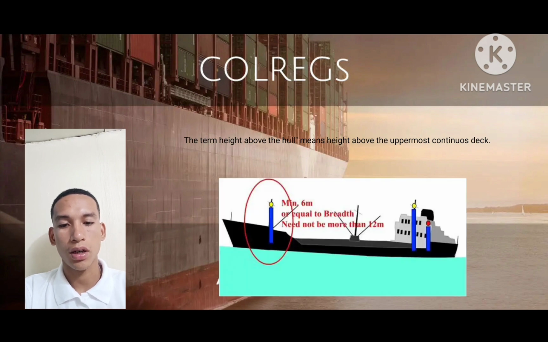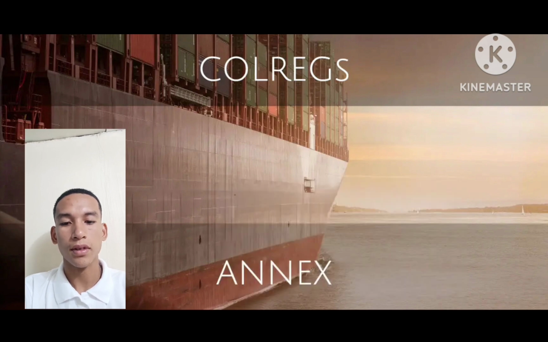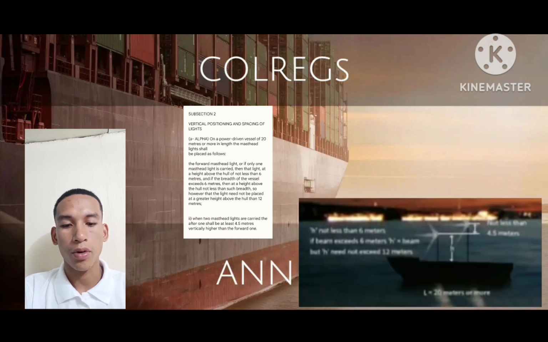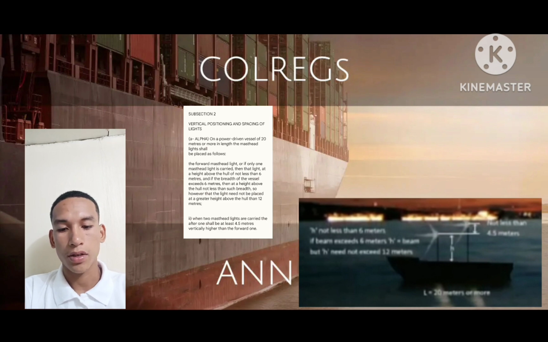Definition: the term height above the hull means height above the uppermost continuous deck. This height shall be measured from the position vertically beneath the location of the light. Subsection 2, vertical positioning and spacing of lights. A is for Alpha. On a power-driven vessel of 20 meters or more in length, masthead lights shall be placed as follows.